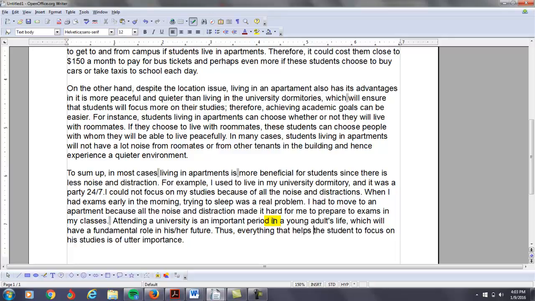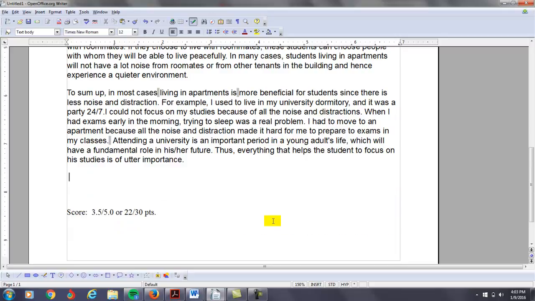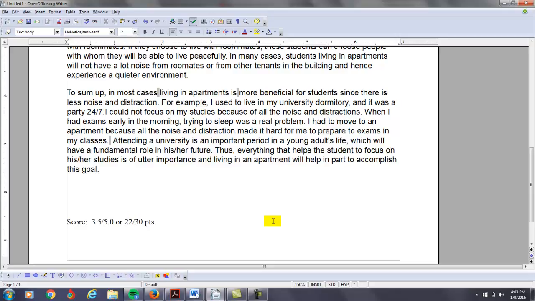Thus, everything that helps students to focus on his or her studies is of utter importance, and living in. Okay, I think we have it.